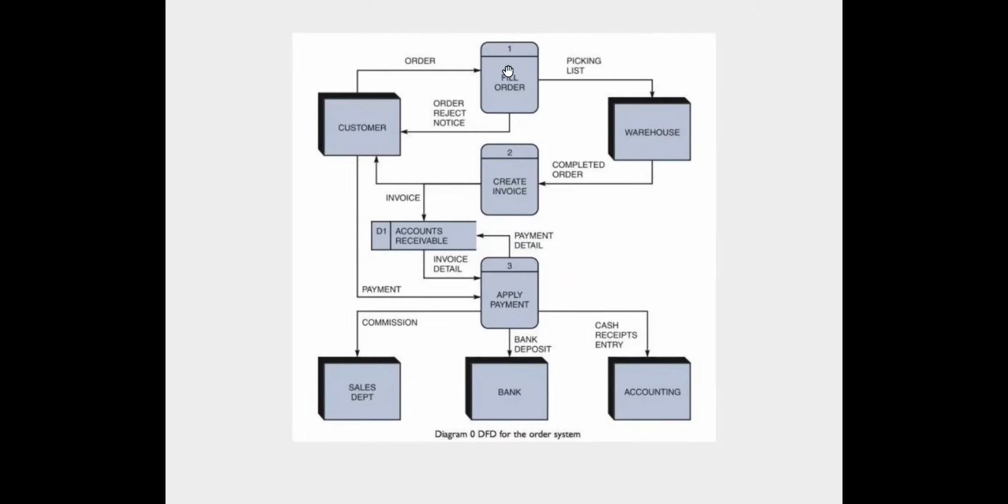Now, apart from what you have here, the processes, external entities, and the data flows, you will see data stores as well, right? Data stores means whatever data you are going to store. For example, here, when you create an invoice, that is recorded under accounts receivable. So one of the differences between the context diagram and diagram 0 is that in the context diagram, no data stores are used, but here you can see we have a data store.